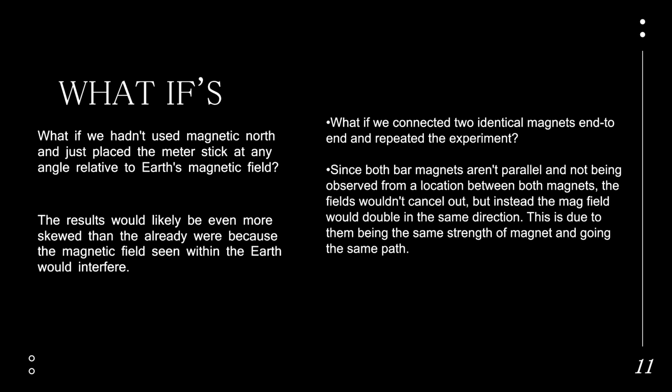Well, since both bar magnets aren't parallel and not being observed from a location between both magnets, the fields wouldn't cancel out. But instead, the magnetic field would double in the same direction. This is due to them being the same strength of magnet and going the same path.